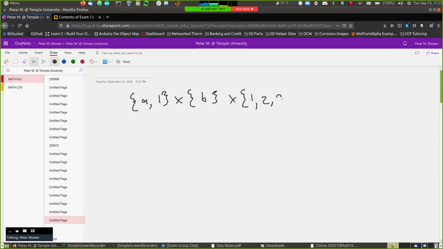1, 2, 3. Yeah, so we write the word tree, and this has 3 blanks. So the number of blanks is equal to the number of sets that you're taking the Cartesian product of. And the number of branches at each blank is equal to the number of elements in that set. So this first blank will have 2 branches because there are 2 things in the first set. So we have A blank blank and 1 blank blank.